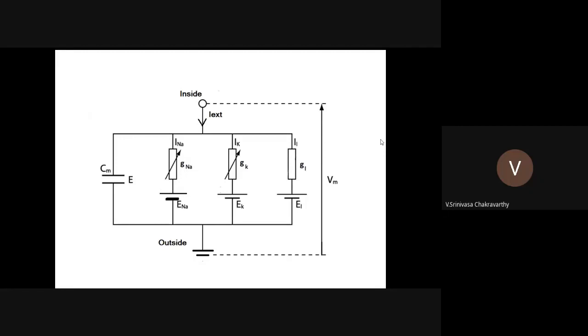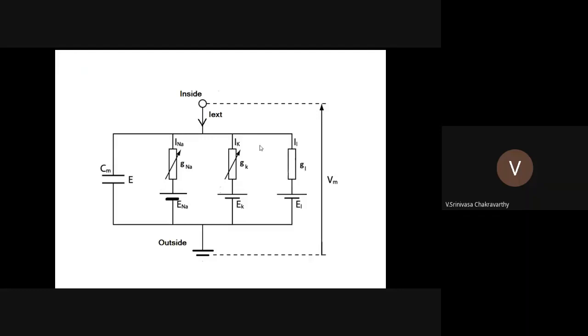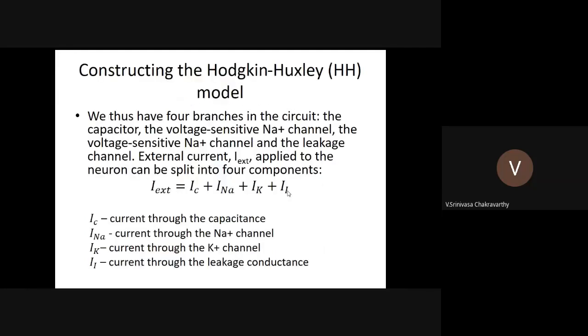Now, the question is, how do you solve this? How do you write down the voltage current relationships for this circuit? It's very simple. If you apply Kirchhoff's current law, the input current going into the circuit from the top, which is the current that you inject in order to test the neural membrane, is equal to all these four currents: capacitive current, sodium current, potassium current, and the leakage current.